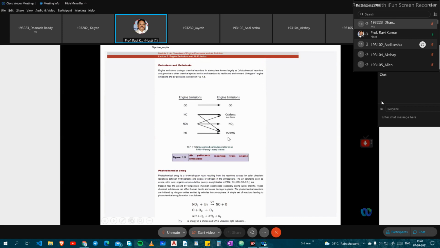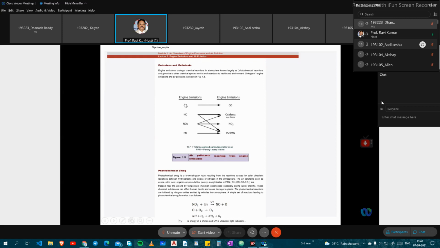I will tell you total suspended particulate matter in air, and PAN is the peroxyacetyl nitrate, where we are going to have acetyl nitrate. This will be there. Through hydrocarbons, NOx and particulate matter, a lot of hazardous things will be coming out from this, and a lot of reactions will be coming. HC, NOx and PM only will be causing more reactions.